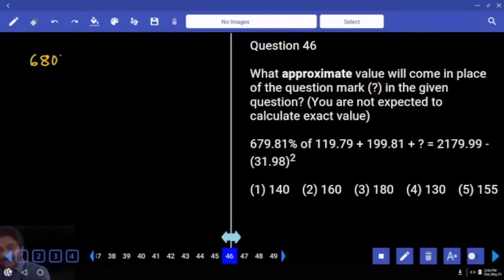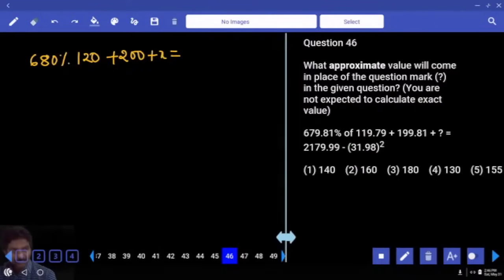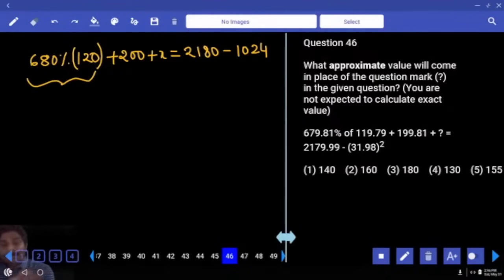680 percentage of 120 plus 200 plus x is equal to 2180 minus 32 square. We can write 1024 immediately. So first of all, 680% of 120. This is what we have to calculate. Otherwise, 120% of 680 also we can calculate.